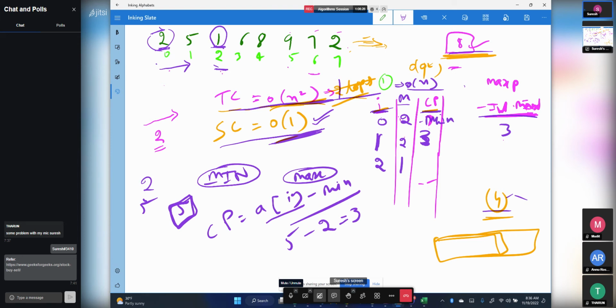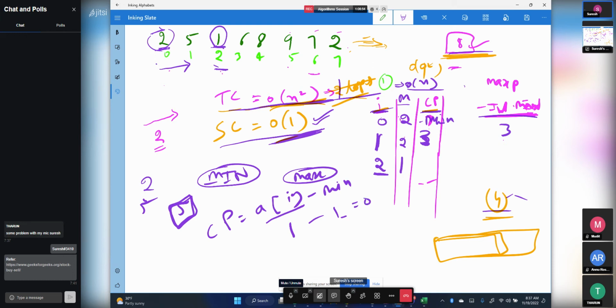Now let's calculate the current profit. Same thing. Current profit is basically this formula, right? A of I minus minimum. What is A of I? 1. So we are at index 3, right? No, we are at 2. I equal to 2. So 1 minus 1, which is 0.